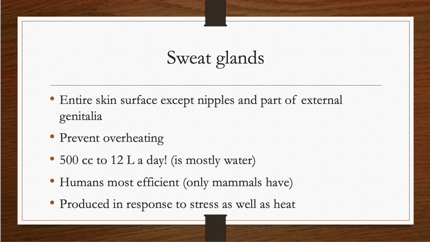And the final appendage of skin is our sweat glands. They cover the entire surface except for nipples and parts of the external genitalia. Sweat glands function to prevent overheating. You can sweat as much as 12 liters a day. So think about a 2-liter Coca-Cola. You could sweat 6 of those in a day.